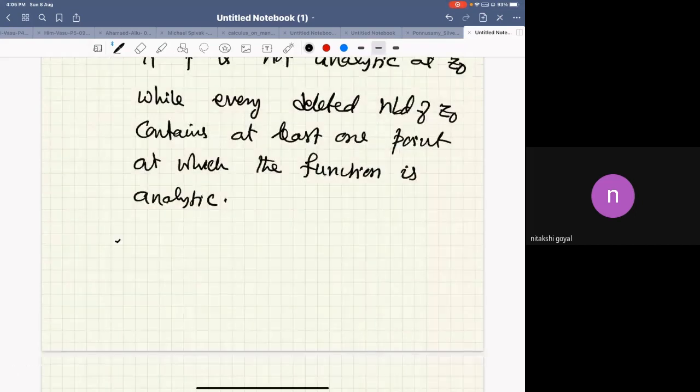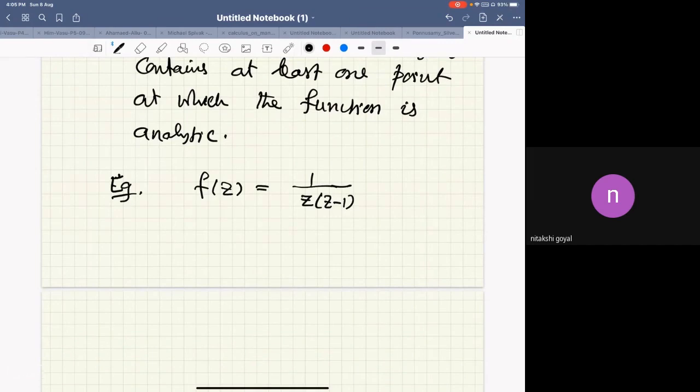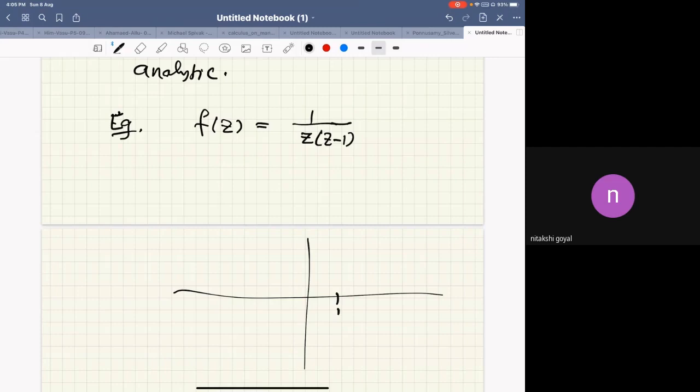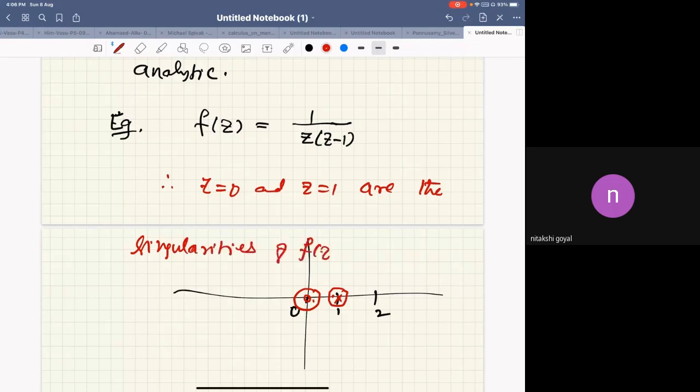One such example is f of z equals 1 by z into z minus 1. This function is not analytic at z equals 0 and z equals 1. If you draw the picture, this is 1 and 2. The function is not analytic at the origin, but you can find a deleted neighborhood of the origin in which at least one point has the function analytic. Similarly, you can always find a deleted neighborhood of 1 at which the function is analytic. Therefore, z equals 0 and z equals 1 are the singularities of f of z.